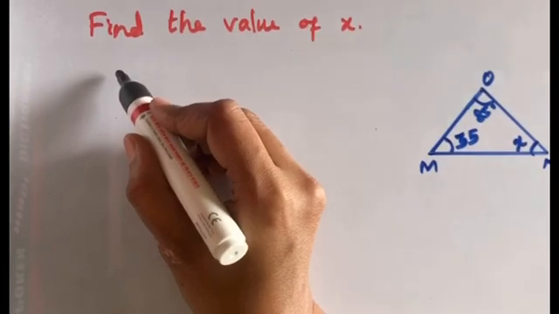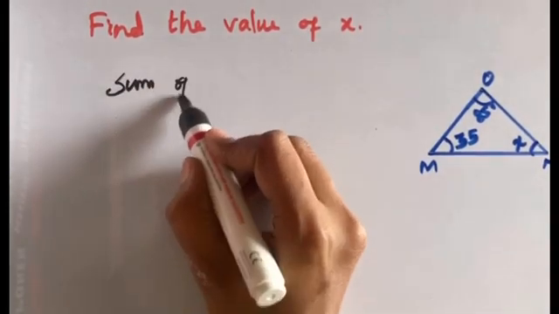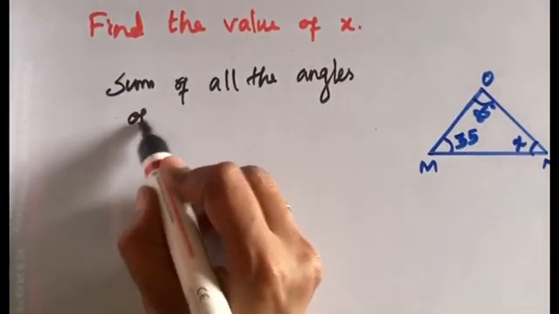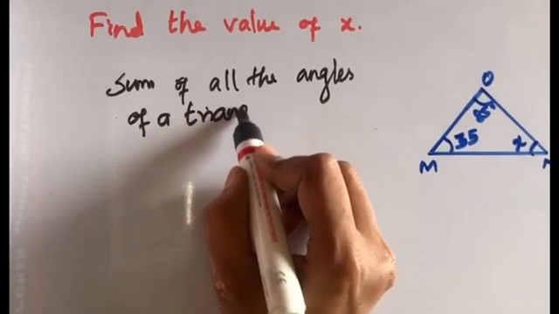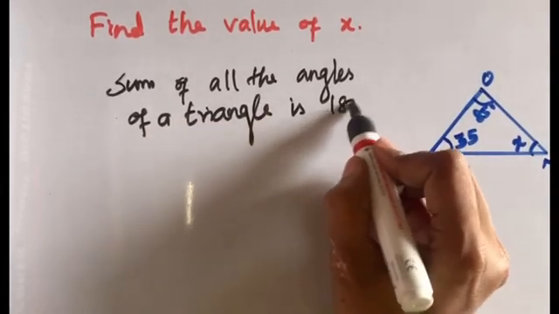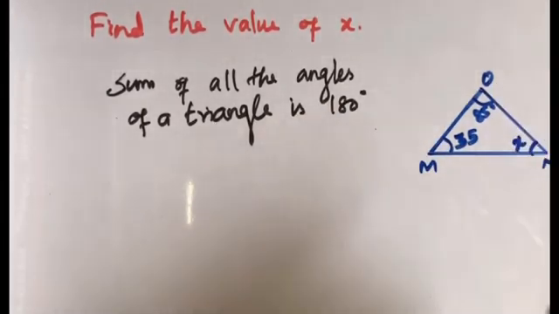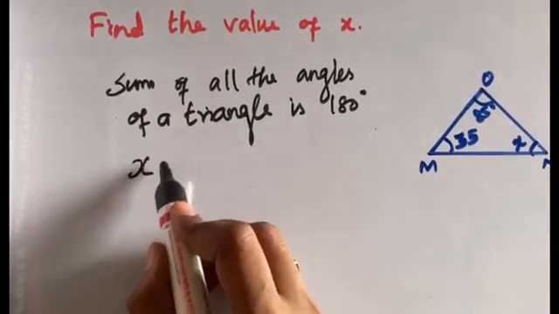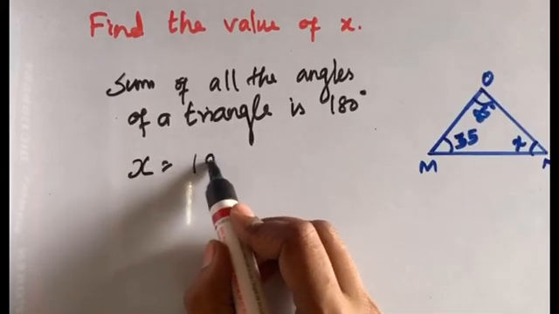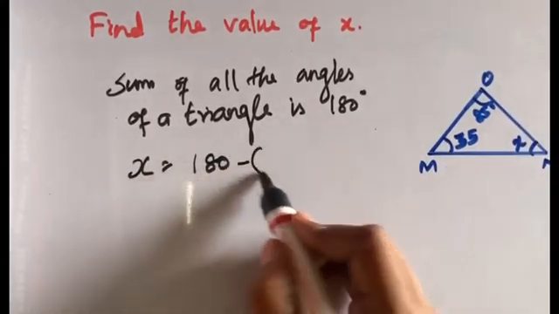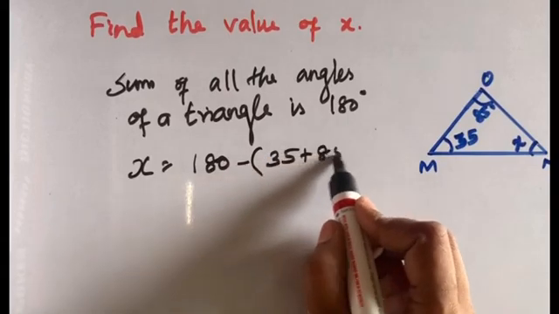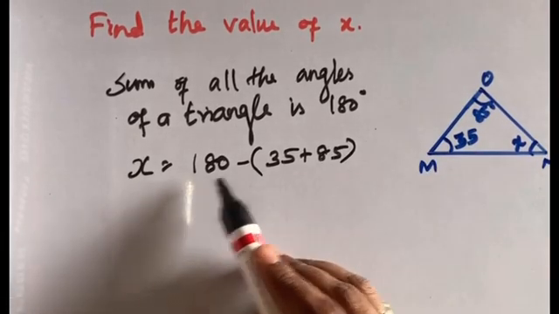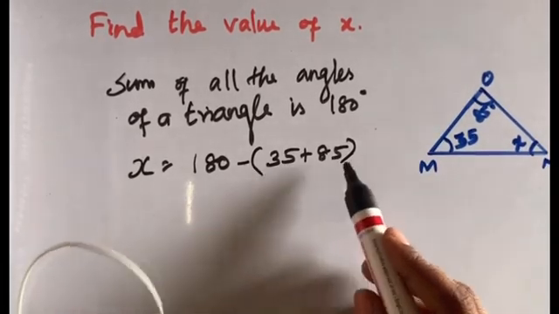We know the sum of all the angles of a triangle is 180 degree. That is angle M plus angle O plus angle N is 180. We have to find x. So, to find x, I have to subtract these two angles from 180. 35 plus 85, we have to subtract these two angles from 180. So, 180 minus (35 plus 85).